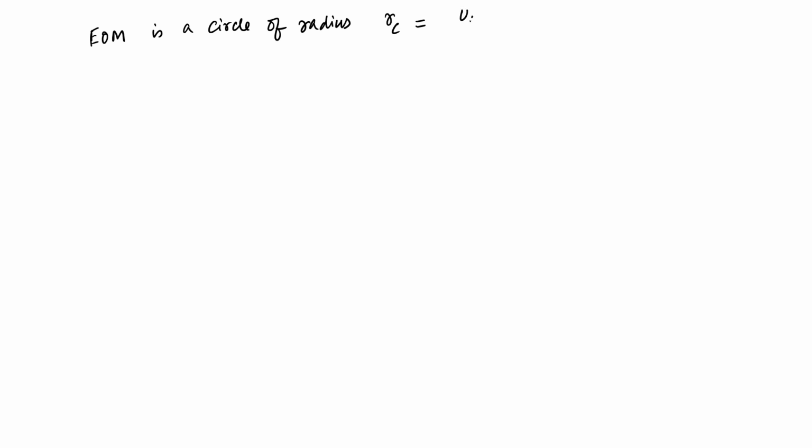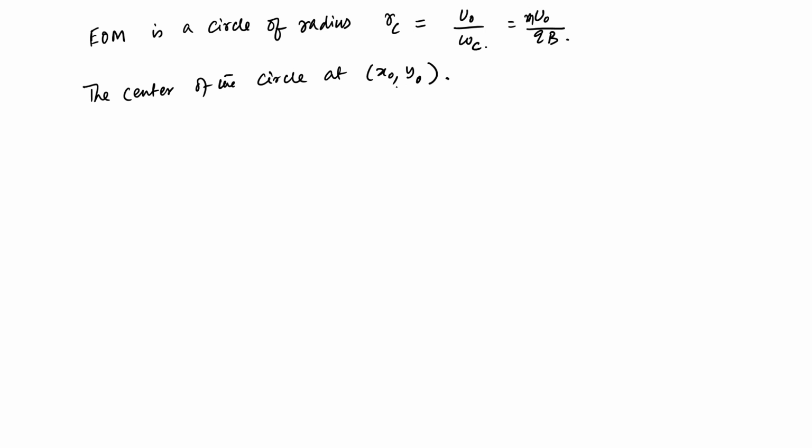This is equal to V0 over omega c, putting the value of omega c, which is m V0 over qB. And we also have that the center of the circle is located at x0, y0. So, we know now where the center of the circle is located, and we also know the radius of the circle.